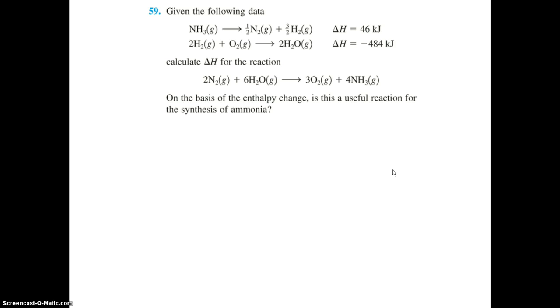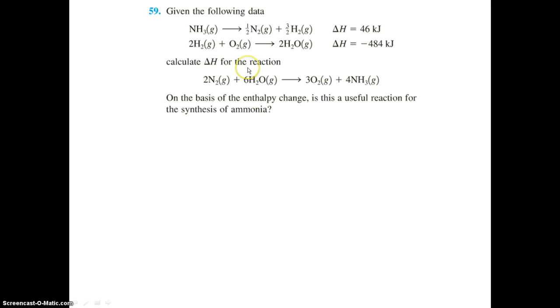Another example is shown above. It's a little more complicated, so we want to see this. They're asking me to use the two equations that they gave me, the information and the enthalpy changes, to determine the delta H for the reaction below. On the basis of that enthalpy change, is this a useful reaction for the synthesis of ammonia?